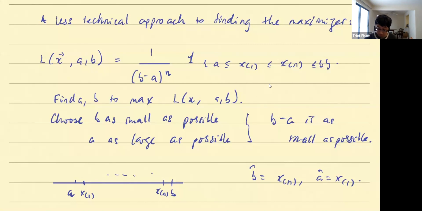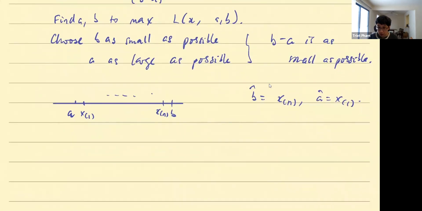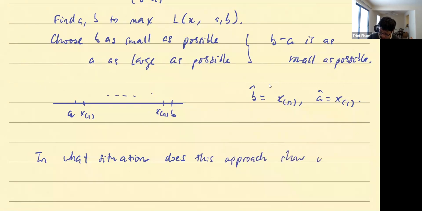Okay. So, in what situation does this approach show up? In other words, when you care for the order statistics, for example, you need to watch out for order stats, right?